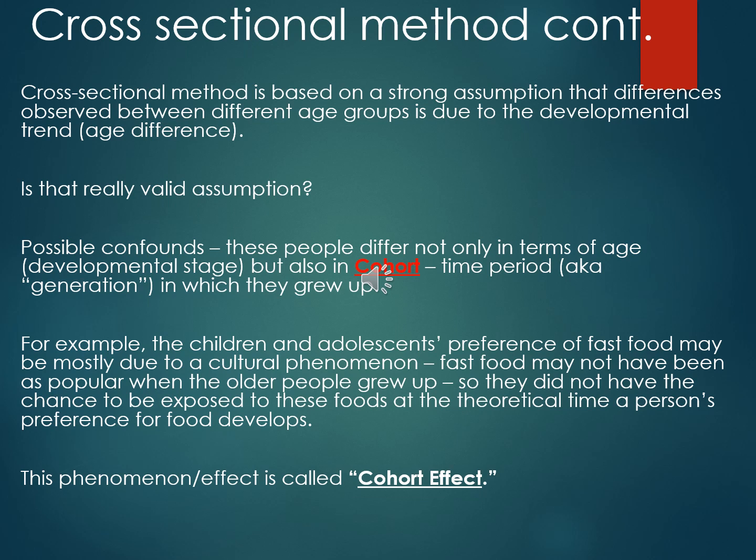For example, the children and adolescents' preference of food may be mostly due to cultural phenomenon. If they get exposure to fast food, they may like fast food, whereas the people who don't get exposed to fast food may not develop the taste for fast food. So let's say that you observe the younger people prefer fast food and older people do not prefer fast food. That may be due not to the developmental difference, but to cohort effect.